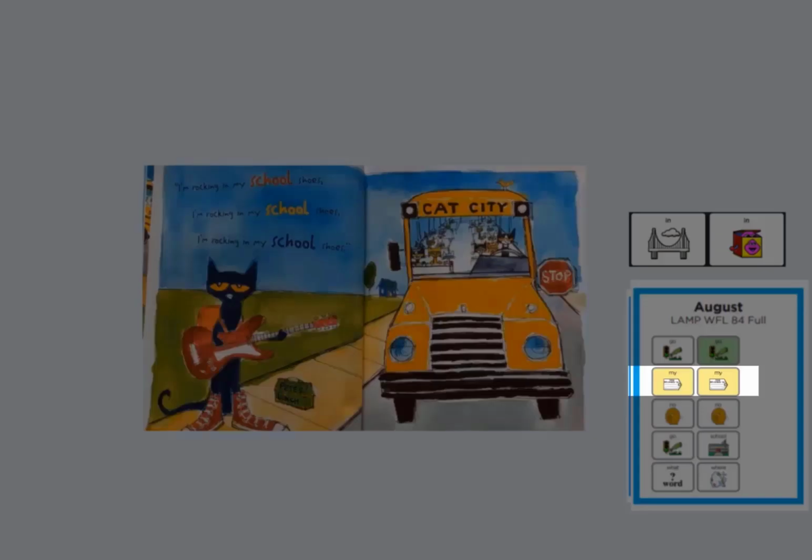He said, I'm in my school shoes. Pete is ready to go to school. Do you like to go to school?